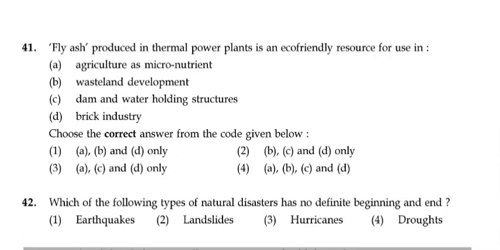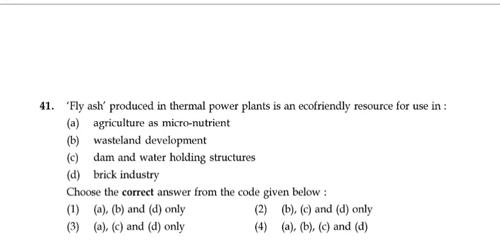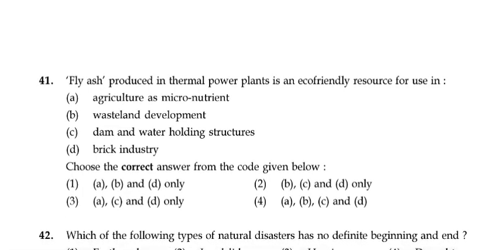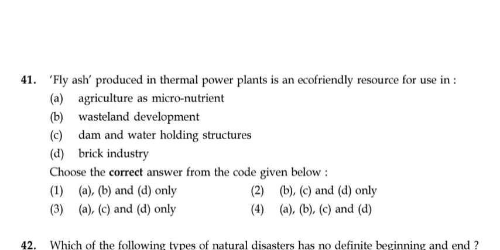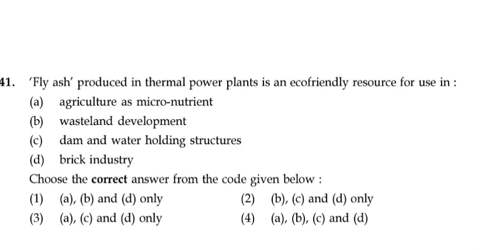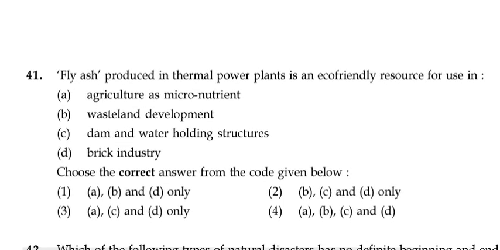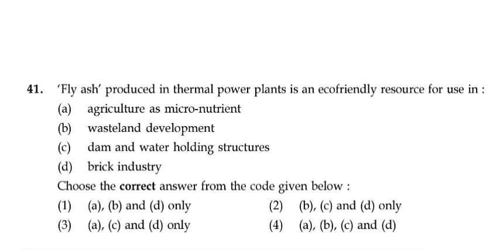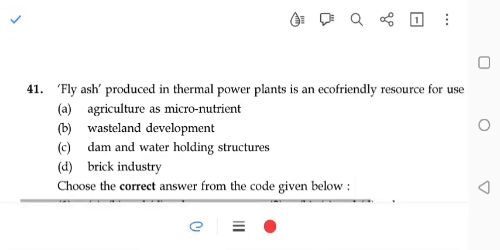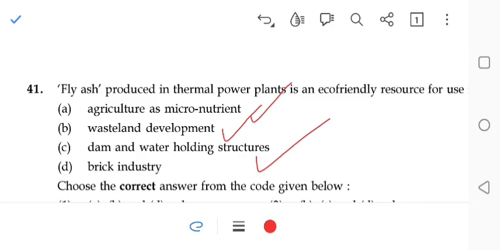Then 41, fly ash produced in thermal power plants is an eco-friendly resource for use in what? Agriculture as micronutrient, wasteland development, dam and water holding structures, brick industry. Choose the correct answer from the code given below. ABD, BCD, ACD, ABCD. For 41, it will be ABCD. Agriculture as micronutrient, wasteland development, dam and water holding structure, brick industry.